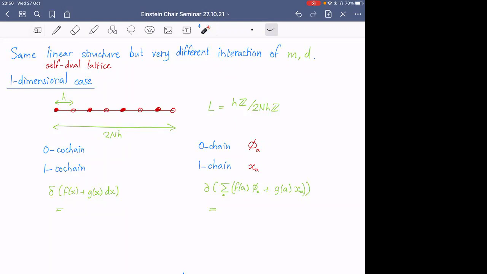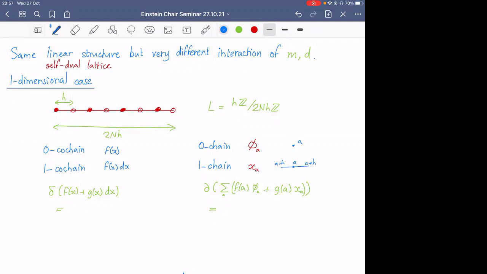So in the 1-dimensional case, you essentially have a bicolored 1-dimensional chain, again, 2n elements. This is our lattice. You have 0 cochains and 1 cochains, and on the other side, 0 chains and 1 chains. So the 0 chains are the points, which in our notation, well, it's just the empty set wherever the point is, point A. So that is a point. The 1 chains are intervals of length 2h with center A. So in other words, this will be A minus h, A plus h. 0 cochains will be functions, and 1 cochains will be written f of x dx.